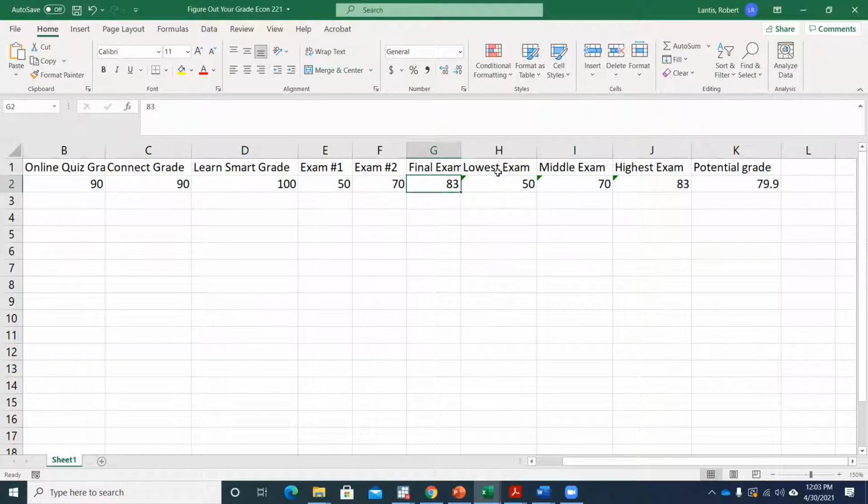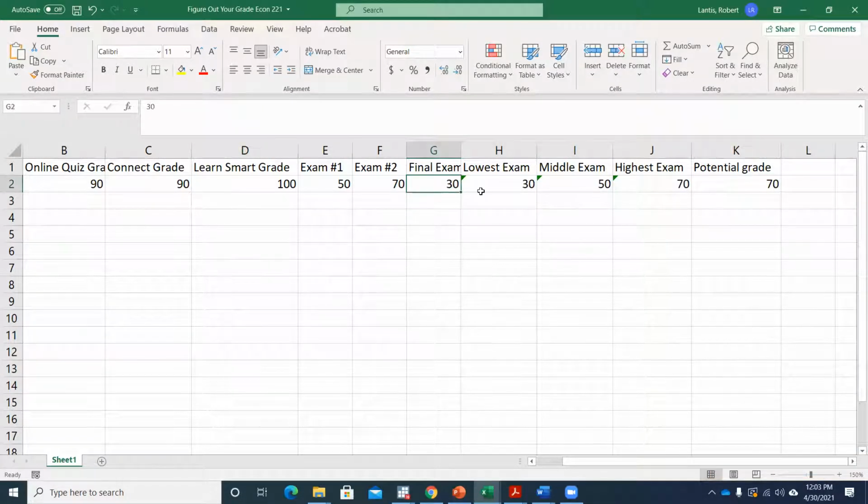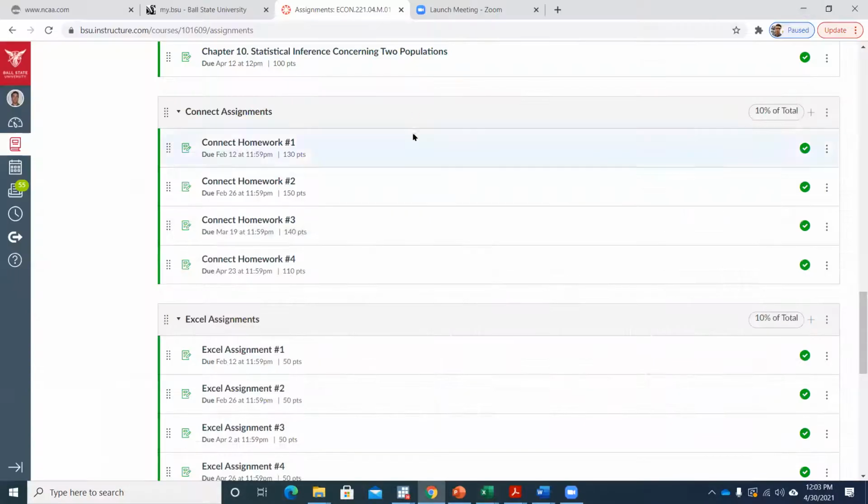Whereas you could also go in the other direction. What do I need to not fall below a C? Start playing around with this, right? And this will give you a pretty good idea of where you're at going into that final, okay?